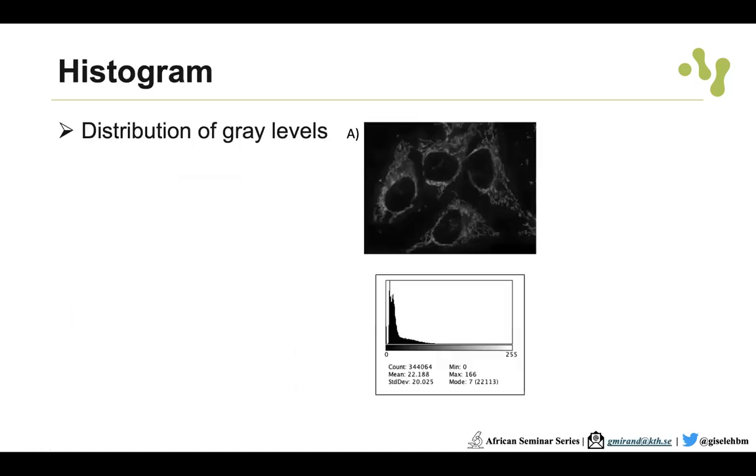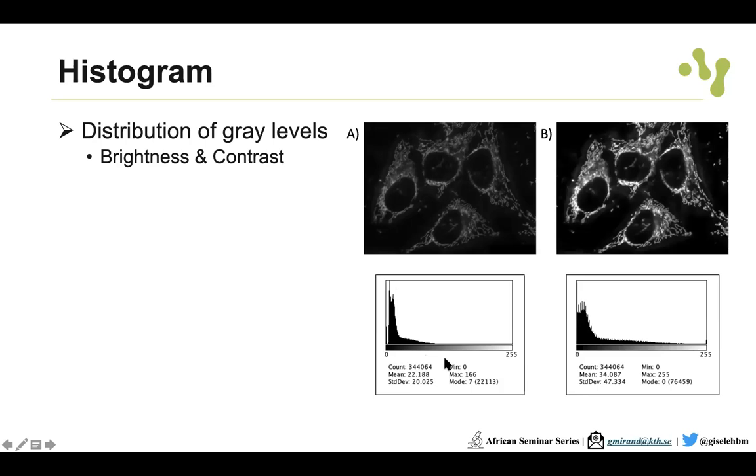It's also important to keep in mind the concept of histogram, which is the distribution of gray levels. Through the histogram, we can retrieve, for instance, basic statistics of an image. Here we can see that this is an 8-bit image, since the range of gray values goes from 0 to 255. Also, another important concept is brightness and contrast.